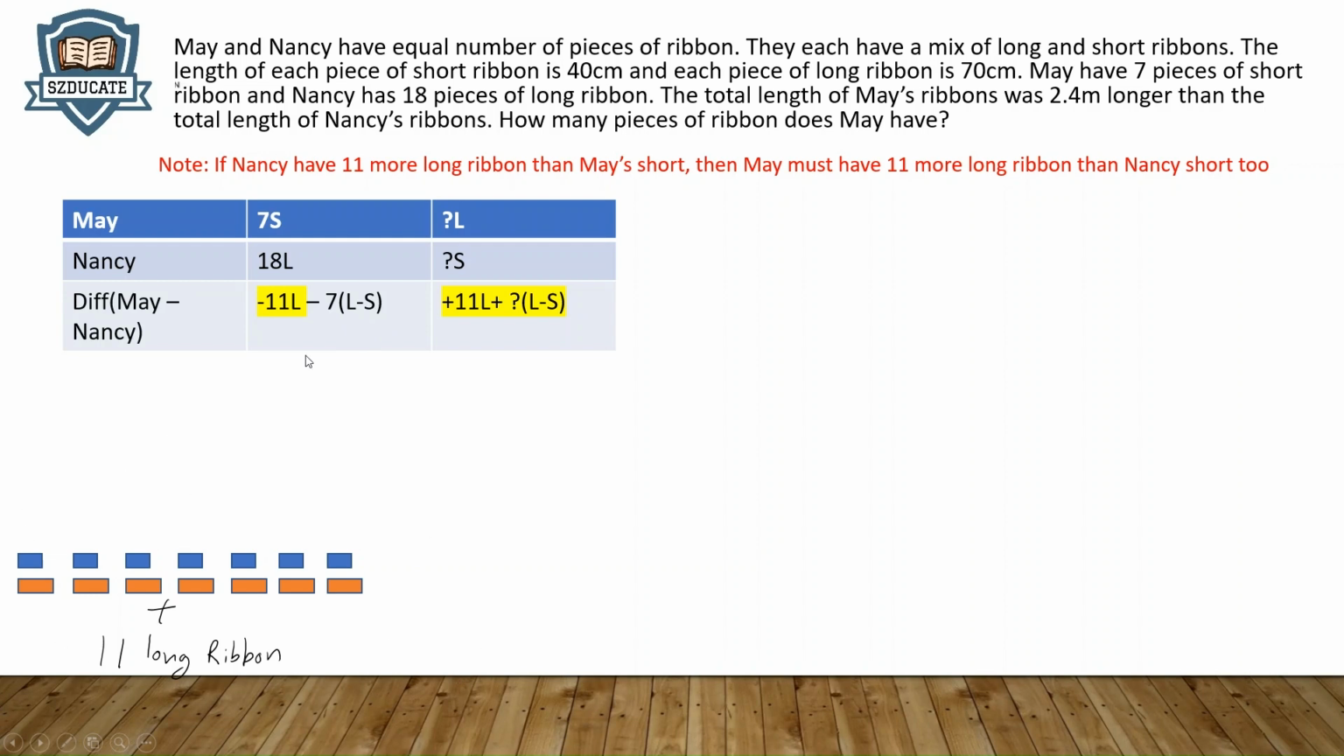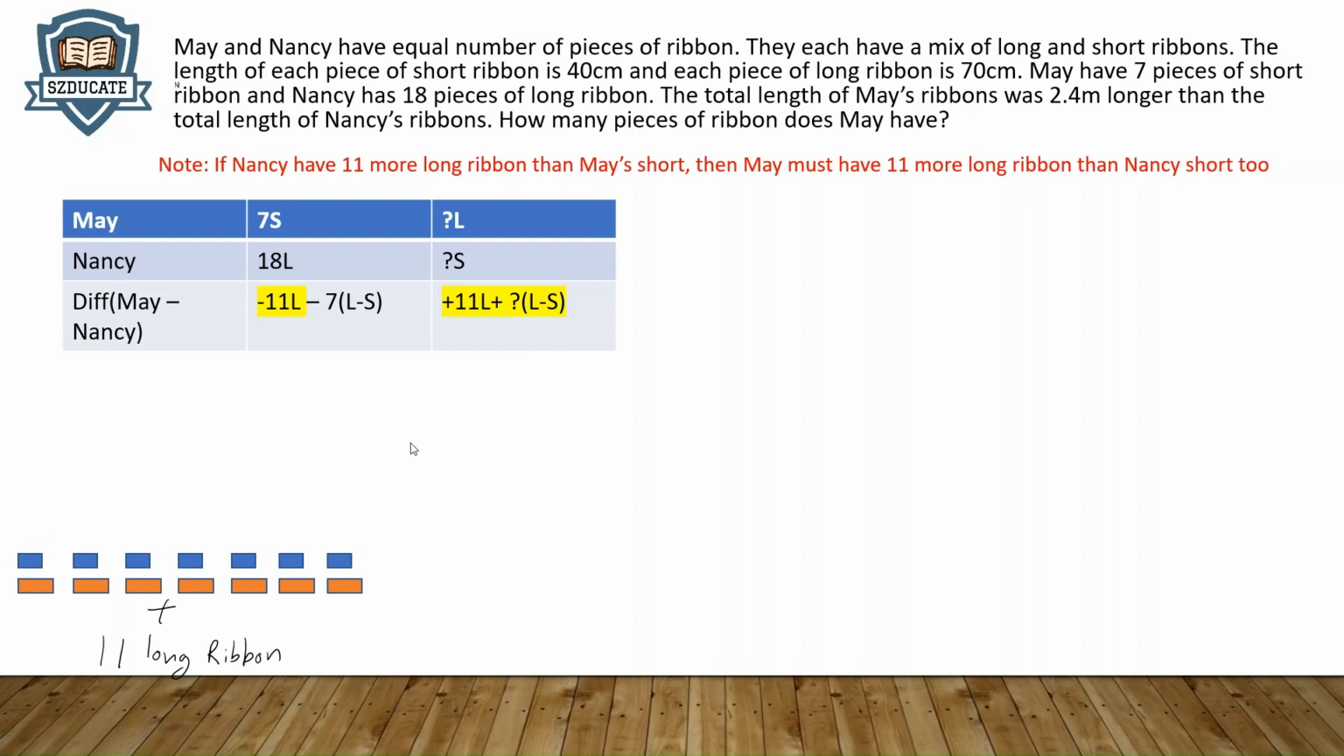And same thing, on the other side, if you imagine May would have 11 more than Nancy. So May would have 11 long. And then there will be a certain number of packs like this, which I do not know how many it will be, because right at this moment we do not have the numbers and we have not calculated it. So I put here question mark bracket L minus S. So I hope so far is okay.